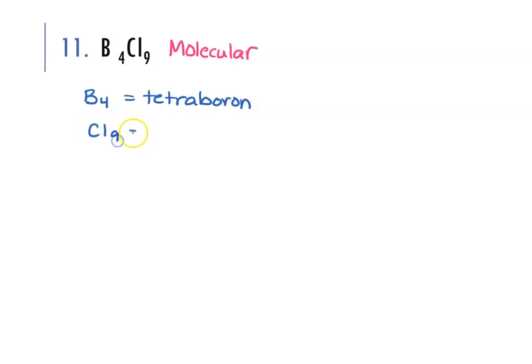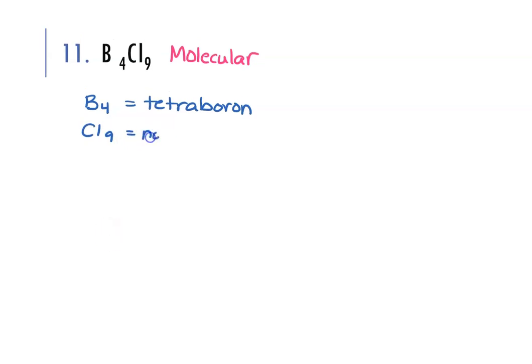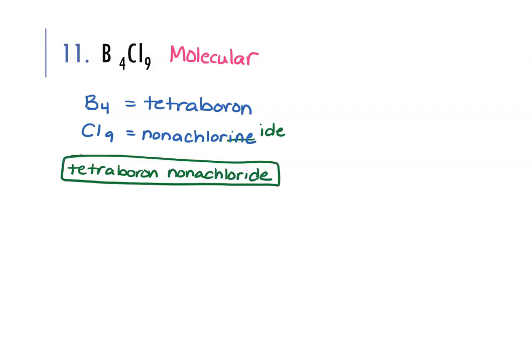And then we have Cl9. So the prefix for 9 is nona. And then Cl is chlorine. I'm going to change the ending of this to IDE. And I get tetraboron nonachloride.